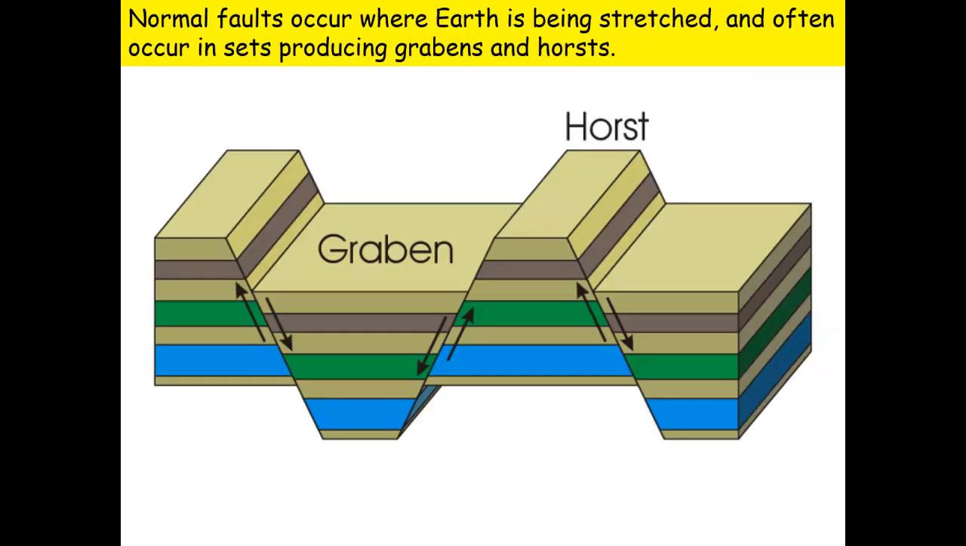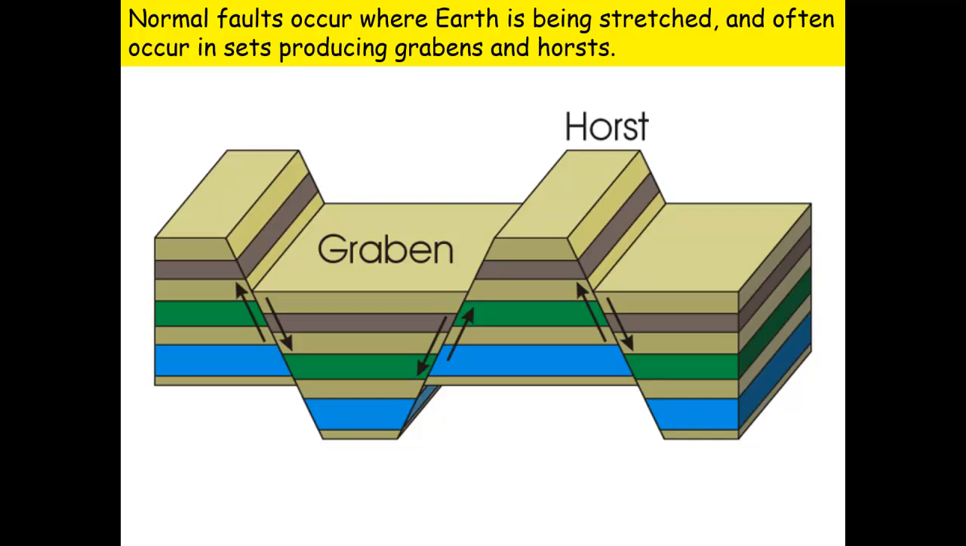There's one other thing that you should be aware of, and that is that normal faults often occur where the earth is being stretched. In response to that stretching or extension, the earth breaks into lots of little blocks and you get normal faults. These normal faults often occur in sets as shown in this diagram. If you look carefully, you'll see that every one of them is a normal fault, right? The hanging wall is moving down with respect to the footwall.